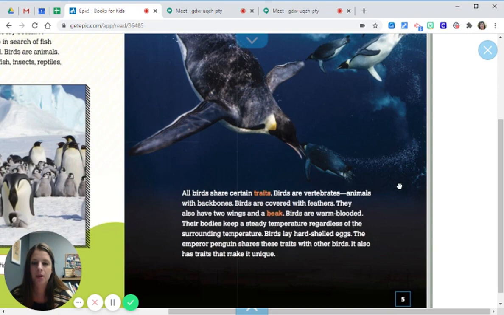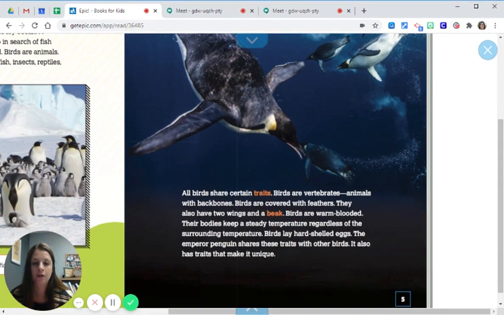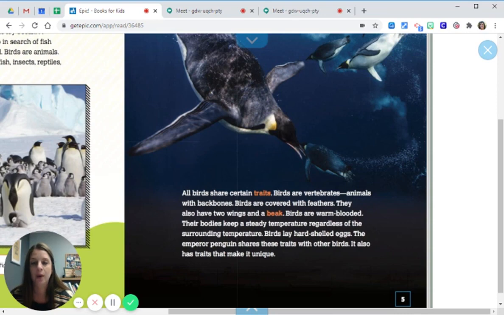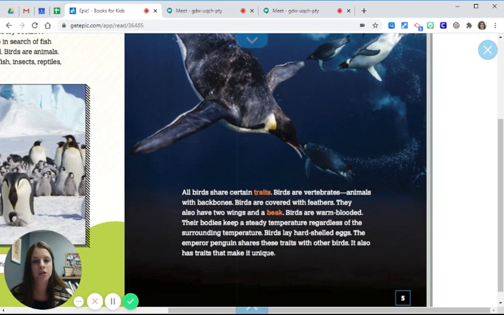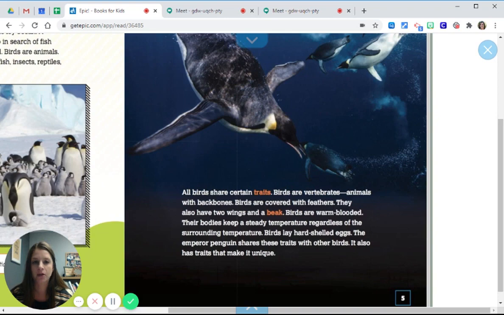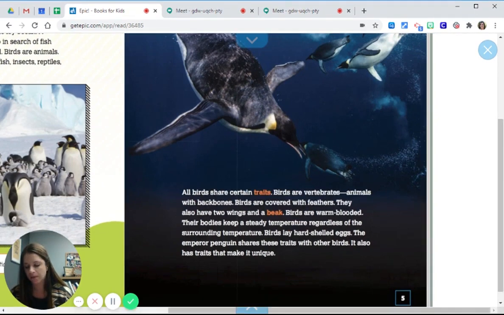So it says, all birds share certain traits. Birds are vertebrates, animals with backbones. Birds are covered with feathers. They have 2 wings and a beak. Birds are warm-blooded. Their bodies keep a steady temperature regardless of the surrounding temperature. Birds lay hard-shelled eggs. The emperor penguin shares these traits with other birds. It also has traits that make it unique.